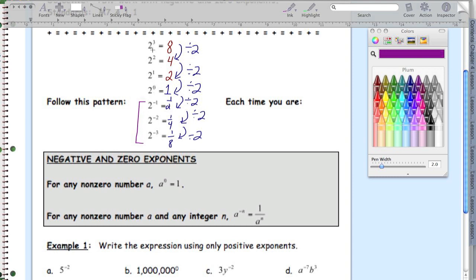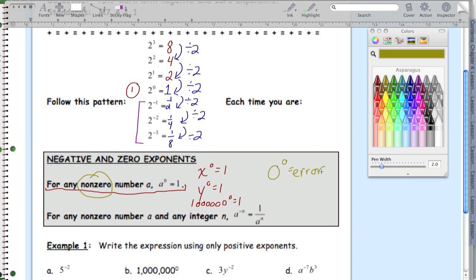Okay, so the first rule that we've learned here is 2 to the 0 is equal to 1. Anything to the 0th power is equal to 1. And it says here, for any non-zero number a, a to the 0th power is equal to 1. So that means x to 0 equals 1, y to 0 equals 1, 1 million to the 0 equals 1. Now there's only one requirement though. It can't be 0, any non-zero number. And that's because 0 to the 0th power is an error. Okay, so that's the first rule. That's the one that's pretty straightforward.